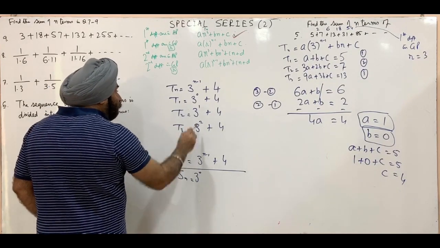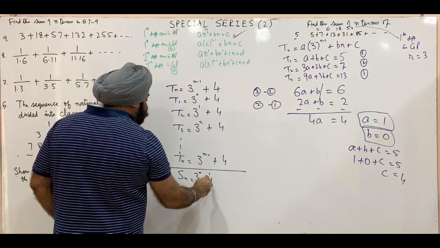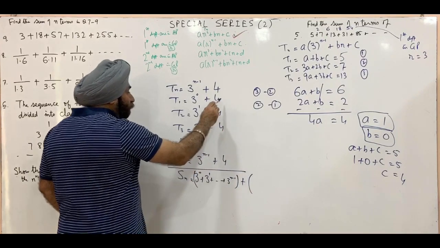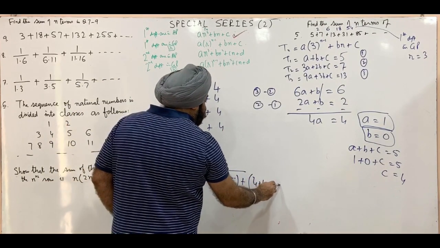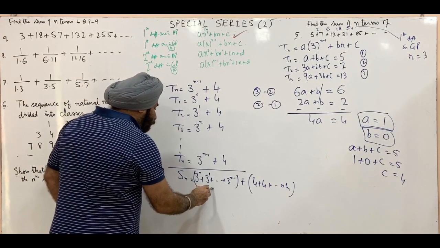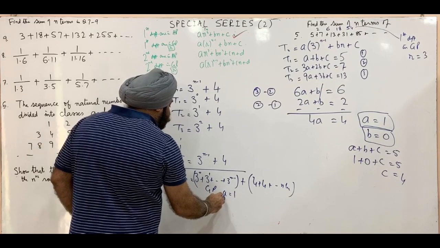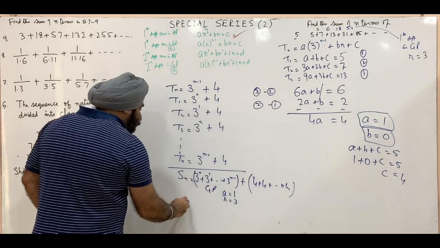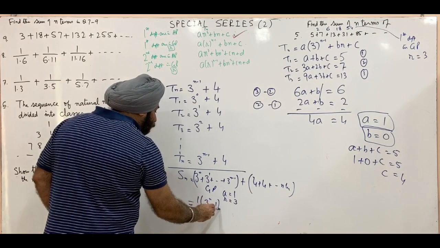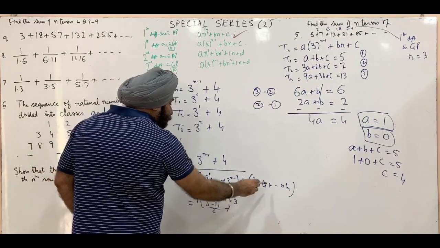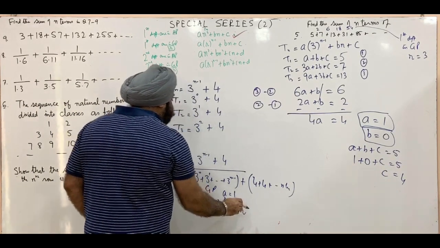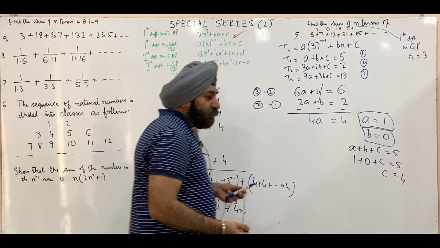This is sum of terms in the first column, 3 raised per 0 plus 3 raised per 1 up to 3 raised per n minus 1. And plus, it's 4 plus 4 plus 4 n times. The first bracket is GP with first term 3 raised per 0, that is 1, and common ratio is 3. And sum of n terms, that's A into r raised per n minus 1 upon r minus 1. And this is sum of constant numbers, 4 plus 4 plus 4 n times, that's 4n. So this is the answer. This is sum of n terms of the series.